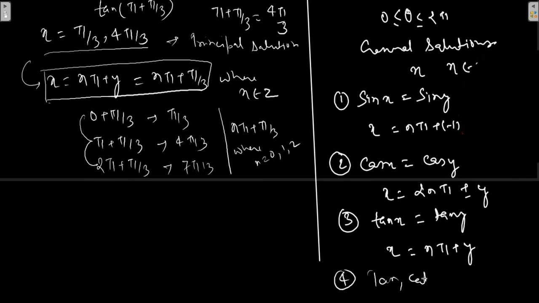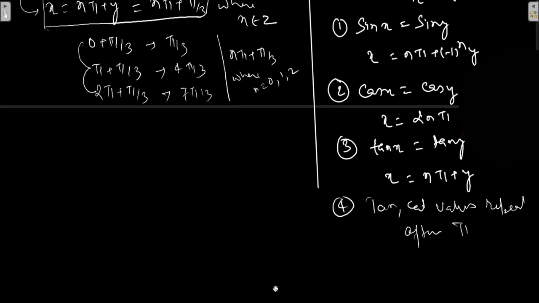This is the last thing you should remember: tan and cot values repeat after pi, whereas sin, cos, and cosec values repeat after 2 pi.